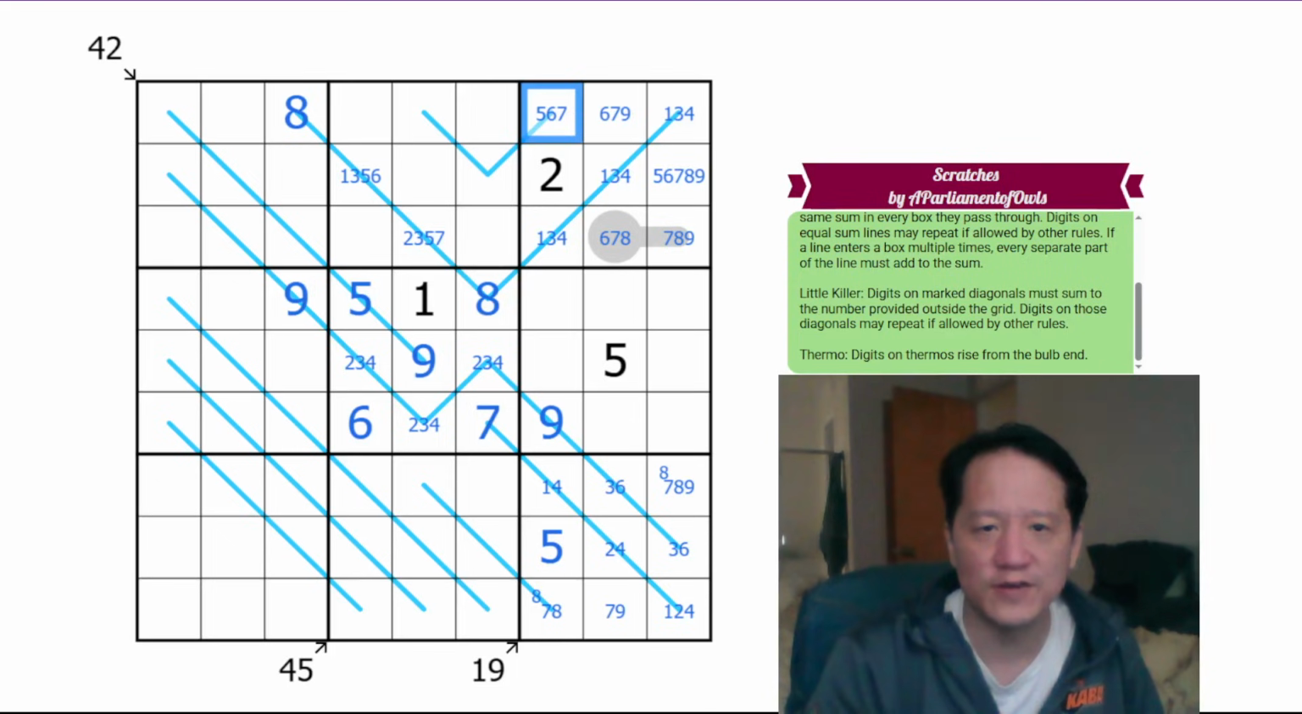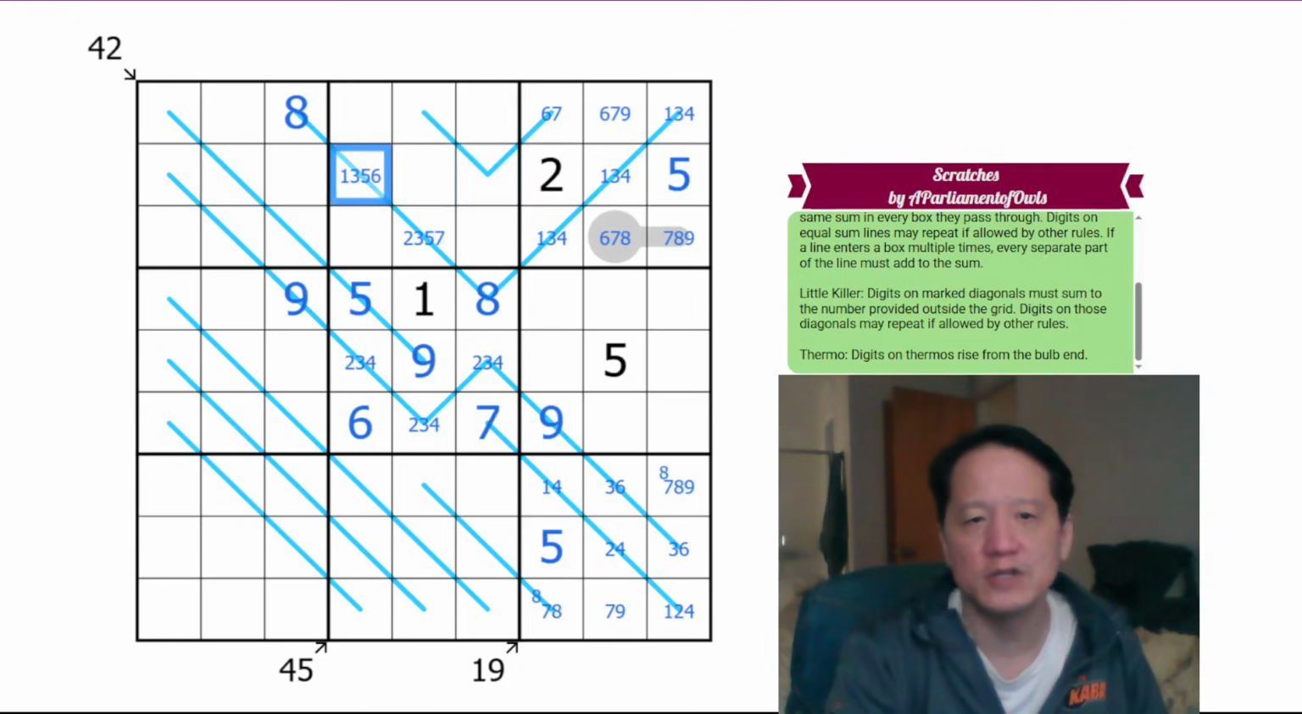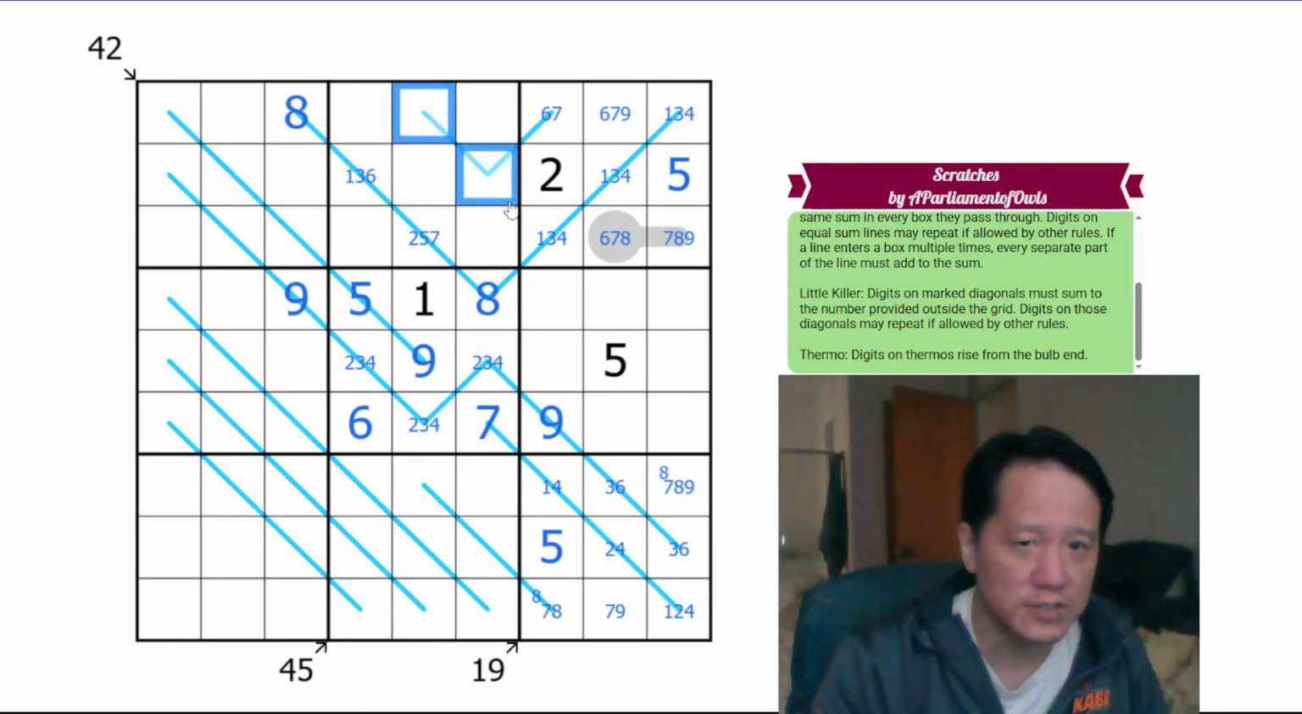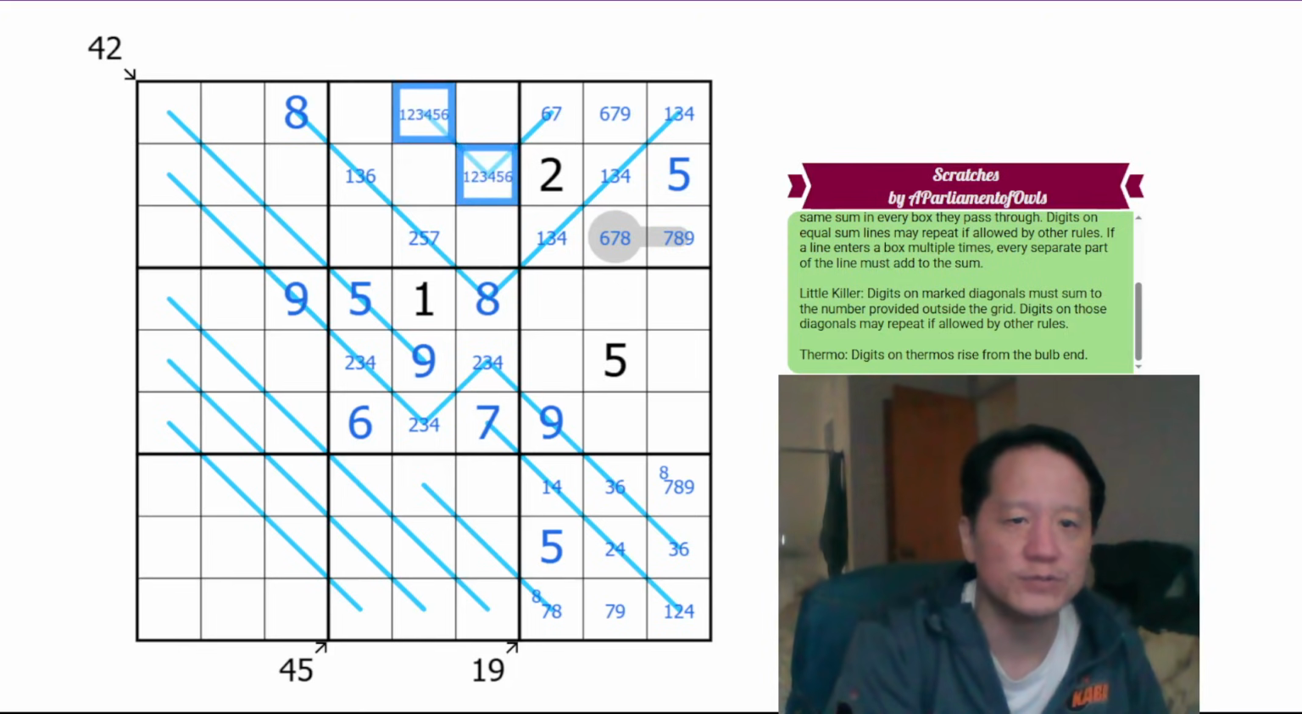5 eliminates 5 from being here. Where is 5 in this upper right-hand box then? Can't be here because of the way the thermo works. It must be greater than this digit, which 5 cannot be, so it has to be here. So this is 5, which eliminates 5 from being here, which means this can't be 3 to add up to 8 with that. This adds up to 6 or 7, so we have guaranteed 1 through 6 here.